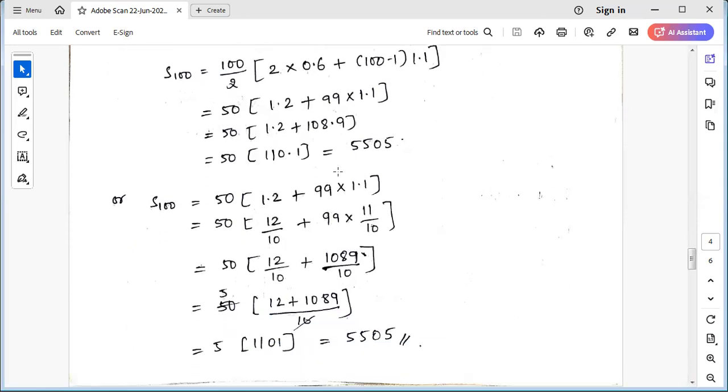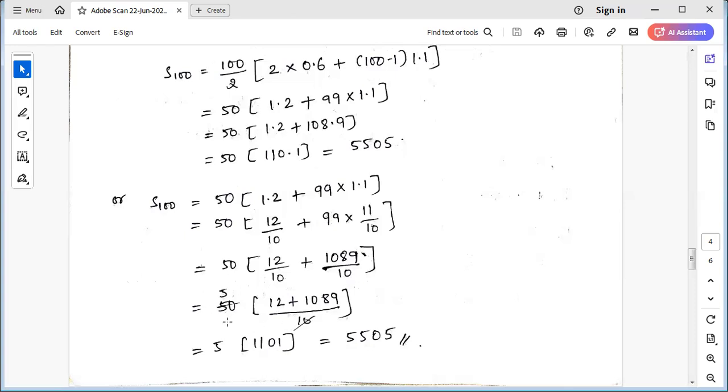If you want to avoid this decimal point, which is a little bit problematic or leads to confusion, you can write the same problem in a different way. So from here, it is 50. 1.2 you write as 12 by 10, and 99 into 1.1 you write as 99 into 11 by 10. Now 50 right as it is, 12 by 10 as it is, plus 99 into 11 is 1089 divided by 10.